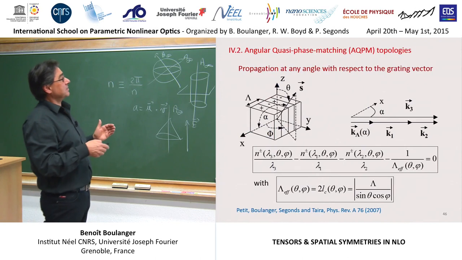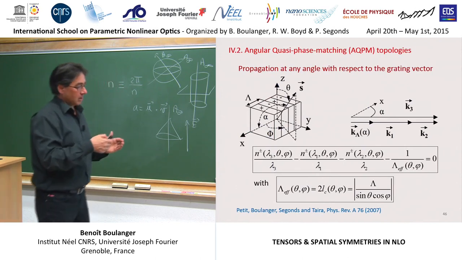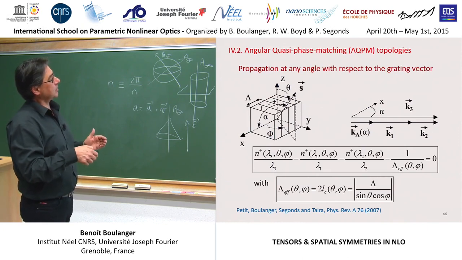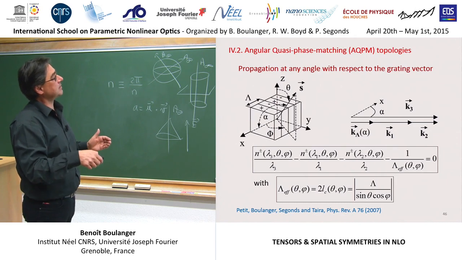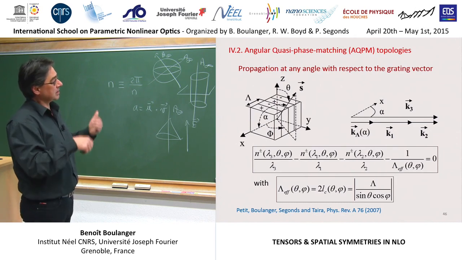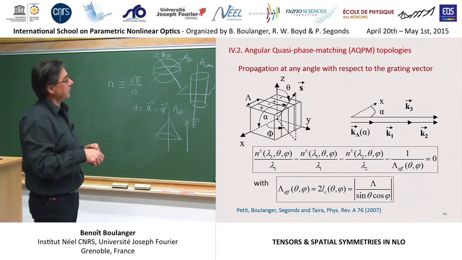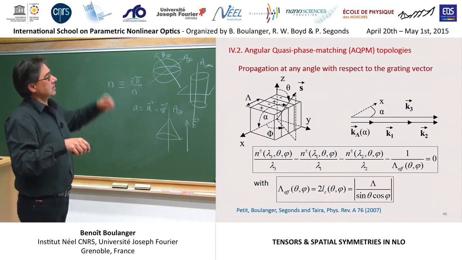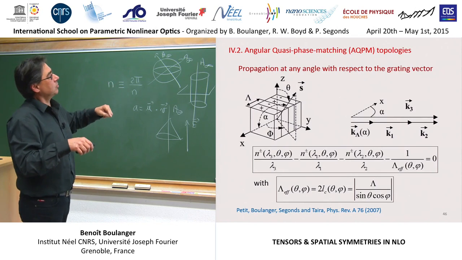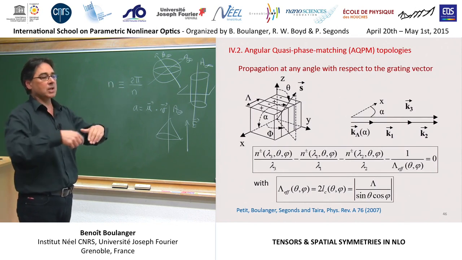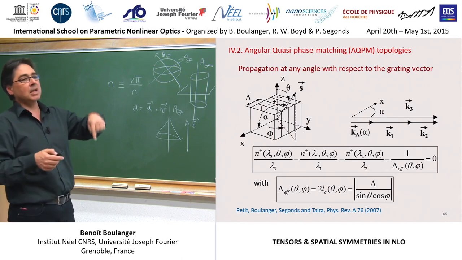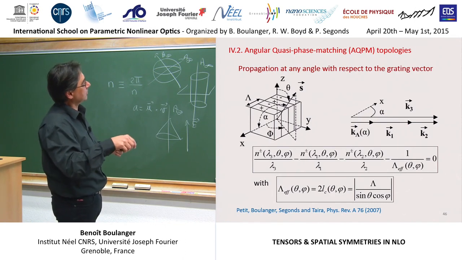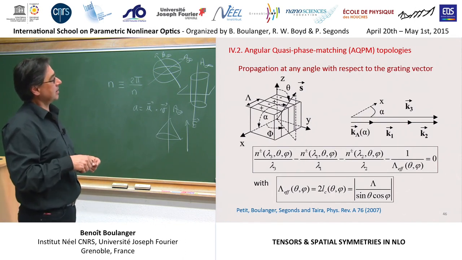Now, angular quasi-phase matching. I have shown this configuration of QPM yesterday, and Marty also evoked it this afternoon. So angular quasi-phase matching is an interaction where you are totally free and can propagate at any angle with respect to the grating vector. Here, the grating vector is along the x-axis.